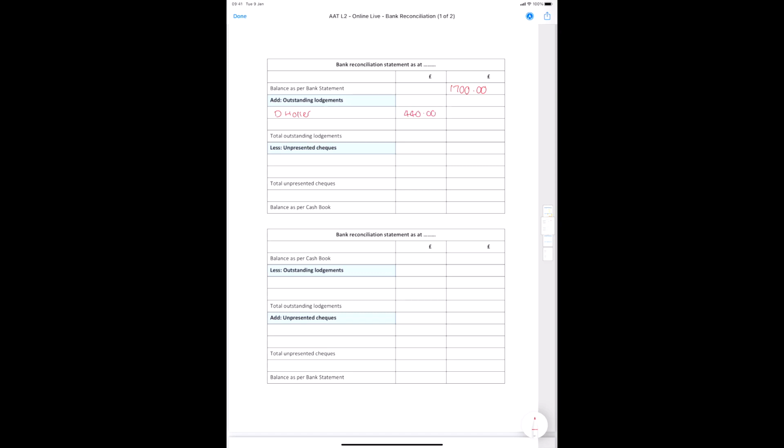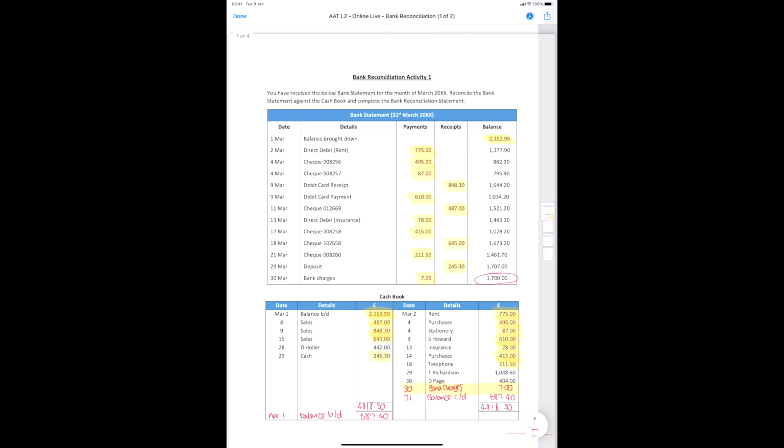Okay, we've only got the 1 entry on the debit side, so we can add the subtotal here of £440. Okay, next we need to add in our unpresented checks, and these are the 2 transactions on the credit side of the cash book.